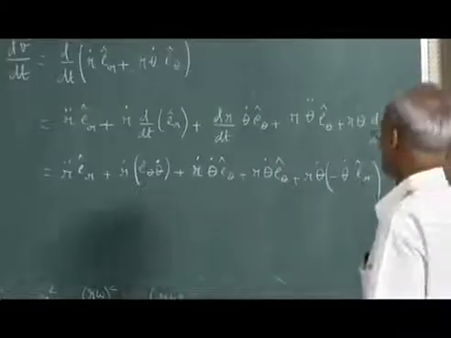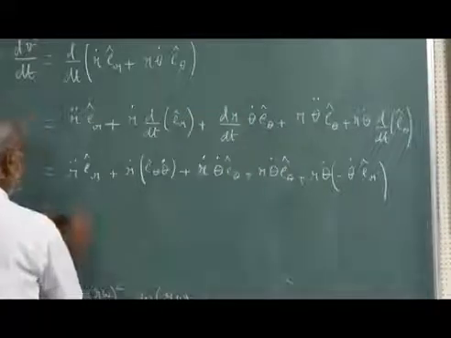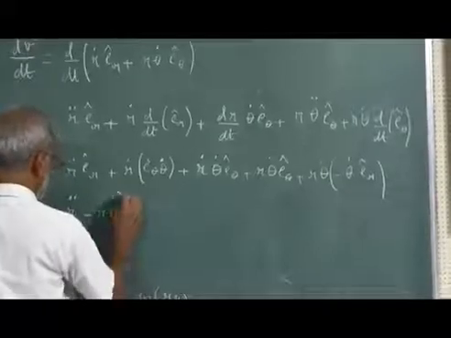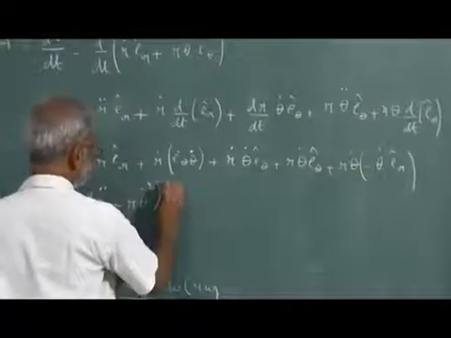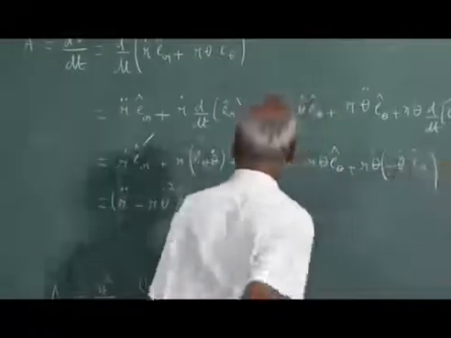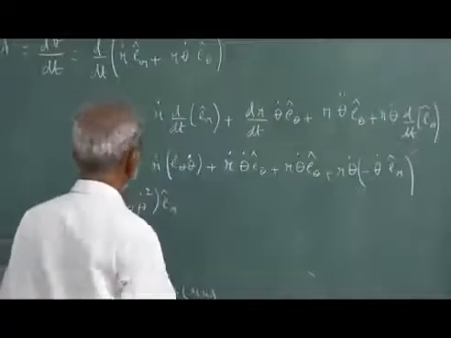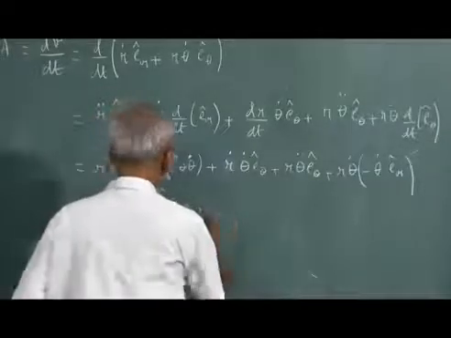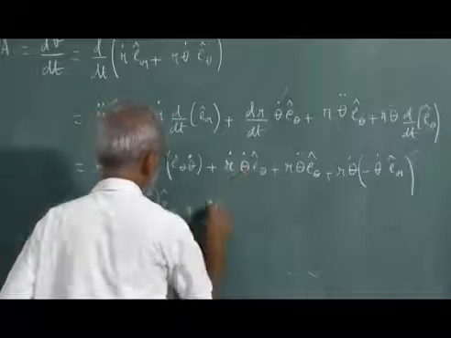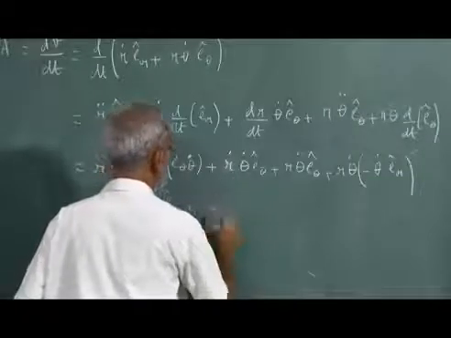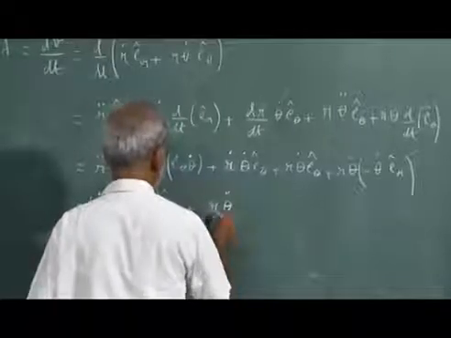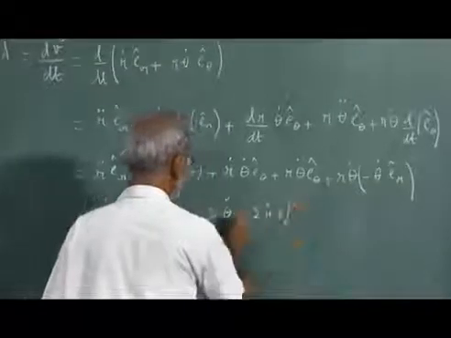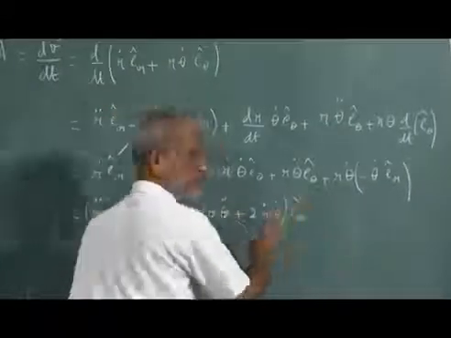So I have here r double dot minus r theta dot squared times e_r. I am clubbing this term and this term, and then I will have here plus r theta double dot plus 2 r dot theta dot, these two terms being the same, both of them in this direction.